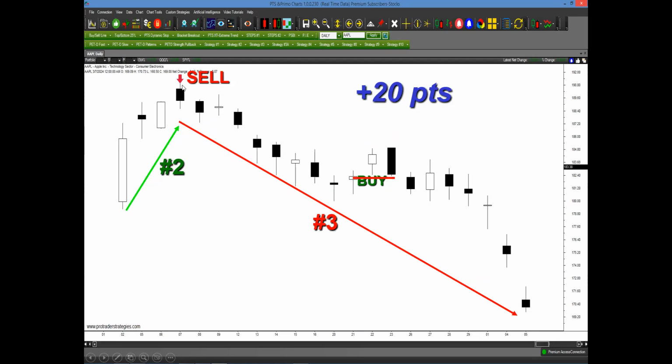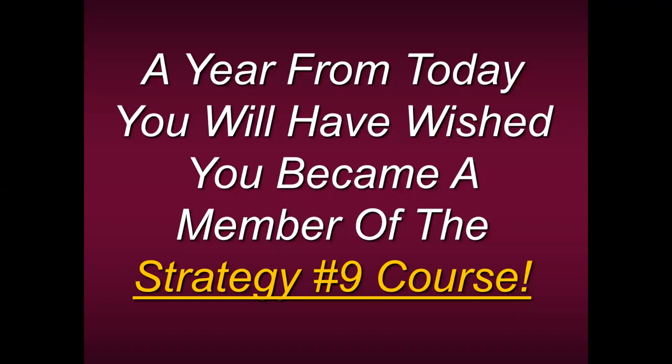And in fact, at the very high, strategy number 9 generated a sell signal where you could have taken advantage of phase 3 and potentially captured 20 points in just about 2 or 3 weeks to the downside, okay? And you never would have bought right here. So it really does help you if you become a student, because it's not simple enough to say to yourself, well, hey, it looks like these phases he taught in that webinar, so I kind of got it figured out already. You need to know this information. A year from today, if you don't sign up, you will have wished you became a member of the strategy number 9 course.